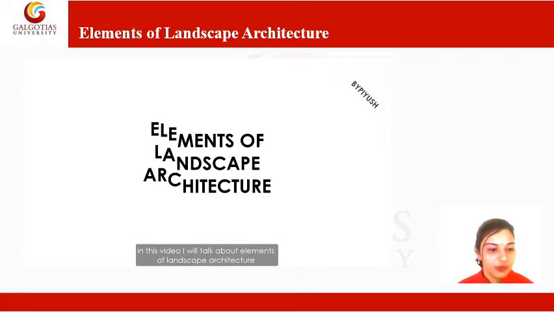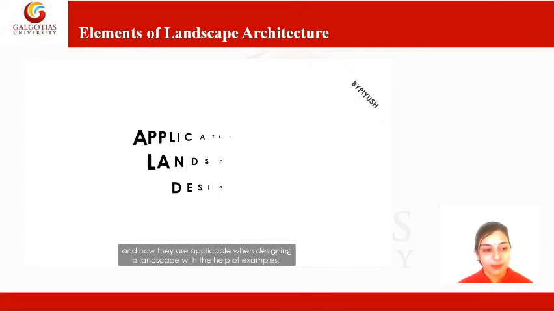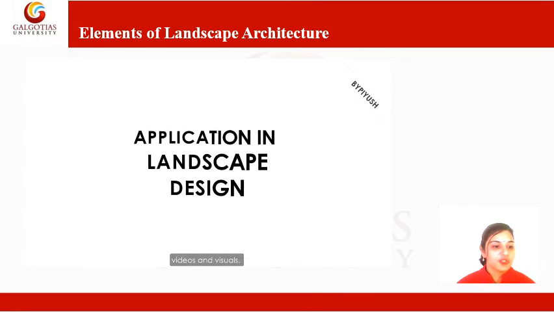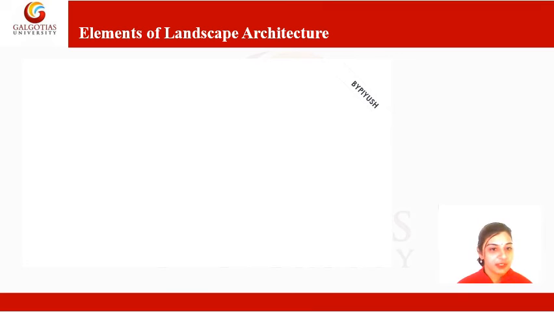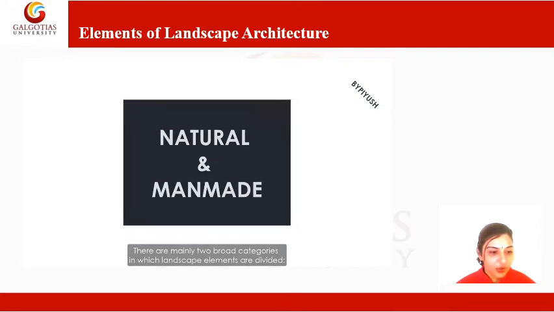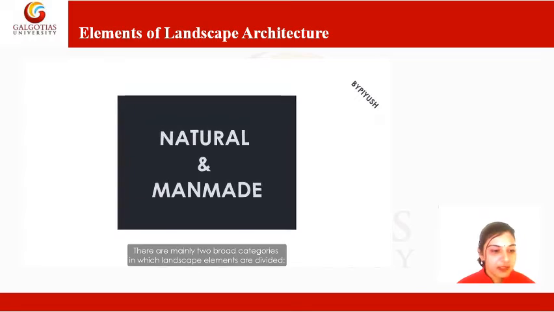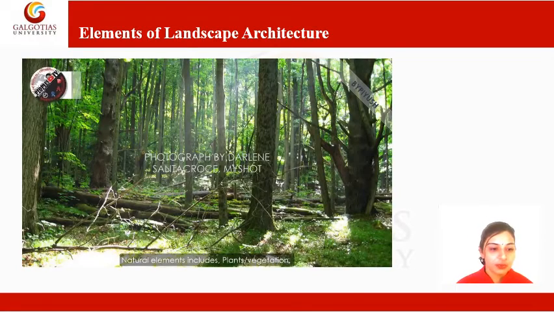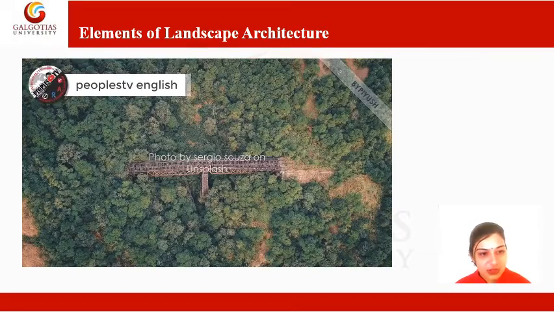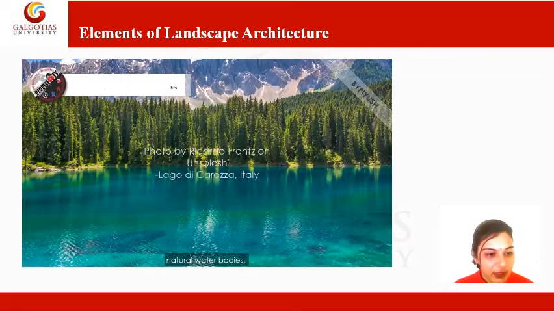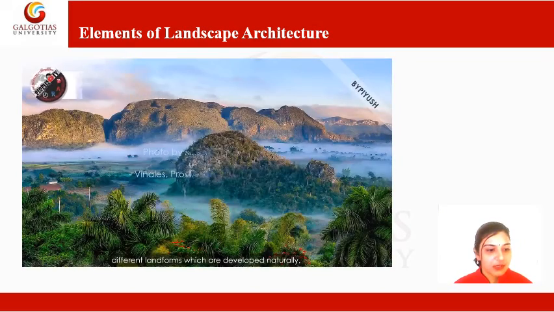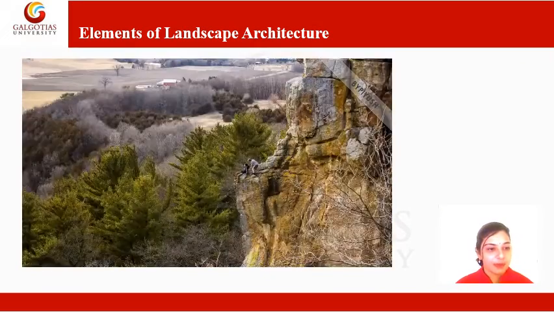In this video, we will talk about the elements of landscape architecture and how they are applicable when designing a landscape, with the help of examples, videos and visuals. So let's get started. As I already told you, there are mainly two categories into which landscape is divided, natural and man-made. Natural elements include plants, vegetation, climbers, creepers, natural water bodies, stones and different landforms which develop naturally.